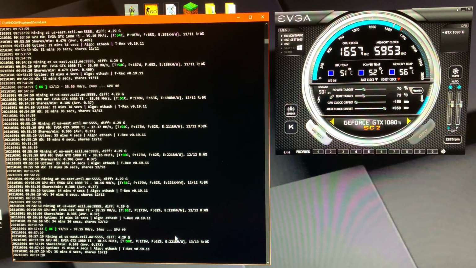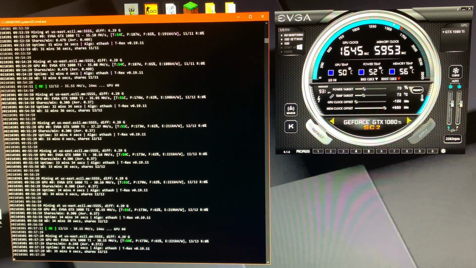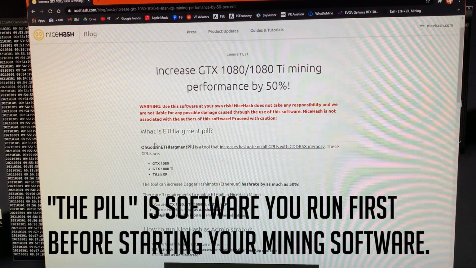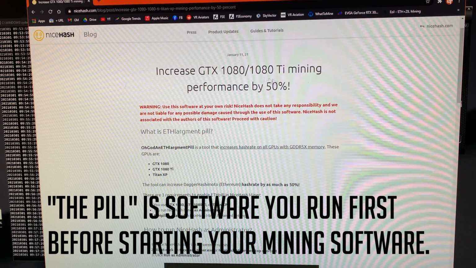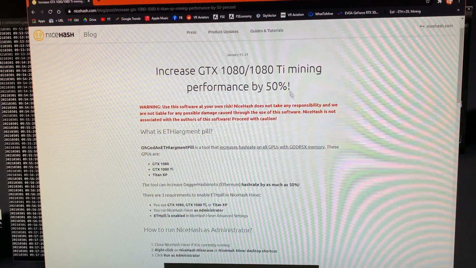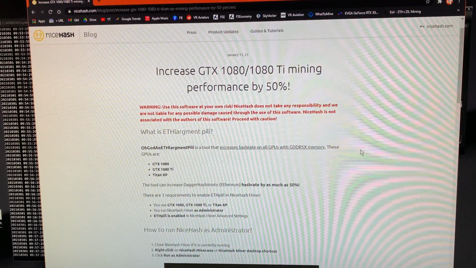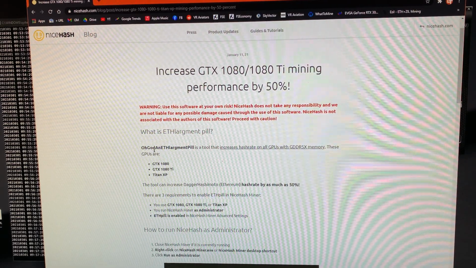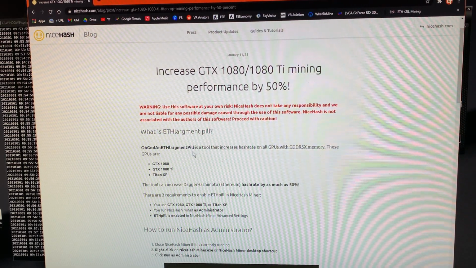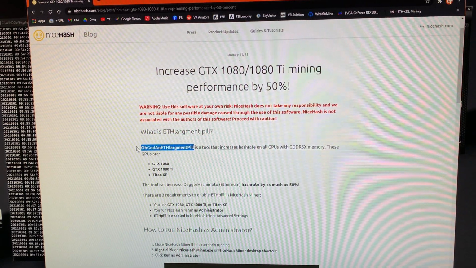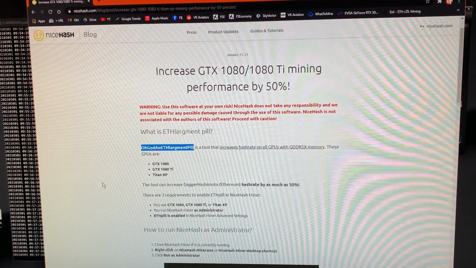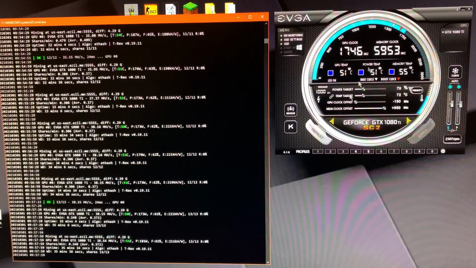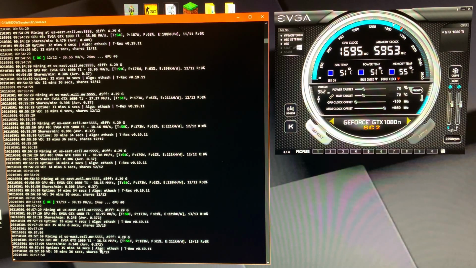Now, if you want to go a step beyond that, you can do something called the pill. The pill is the ETH enlargement pill. They talk about it on NiceHash as increasing performance by as much as 50%. Not always 50%, it depends. You can go to NiceHash or do a search on the Ethereum ETH enlargement pill and you'll find it, okay? I've used the pill, I've tried it, and I'm able to get up to about 46, 47 mega hash. So it's a pretty nice improvement.